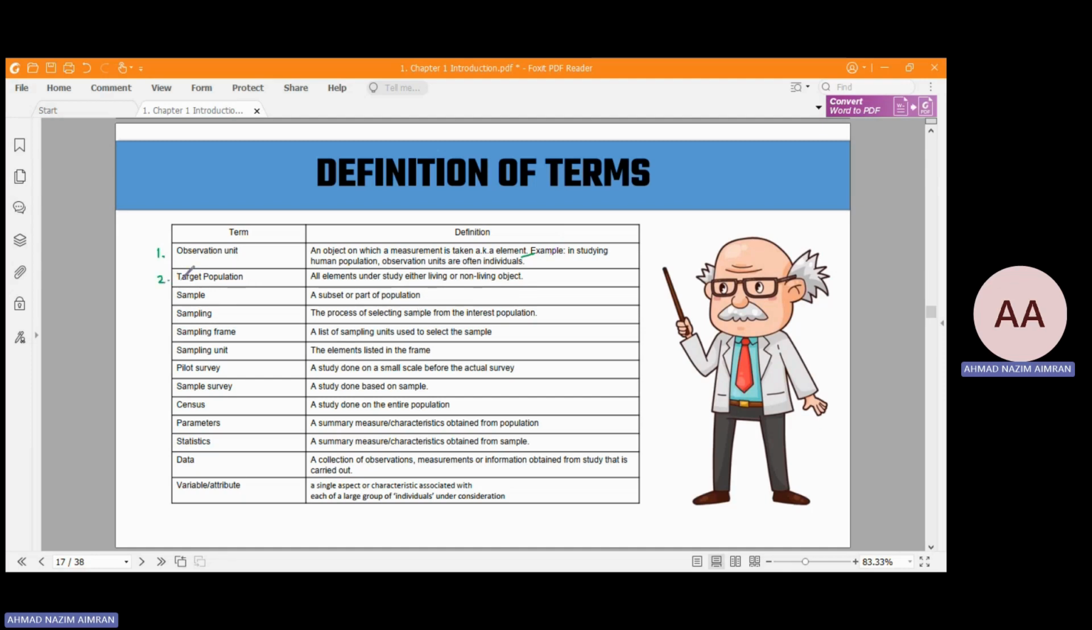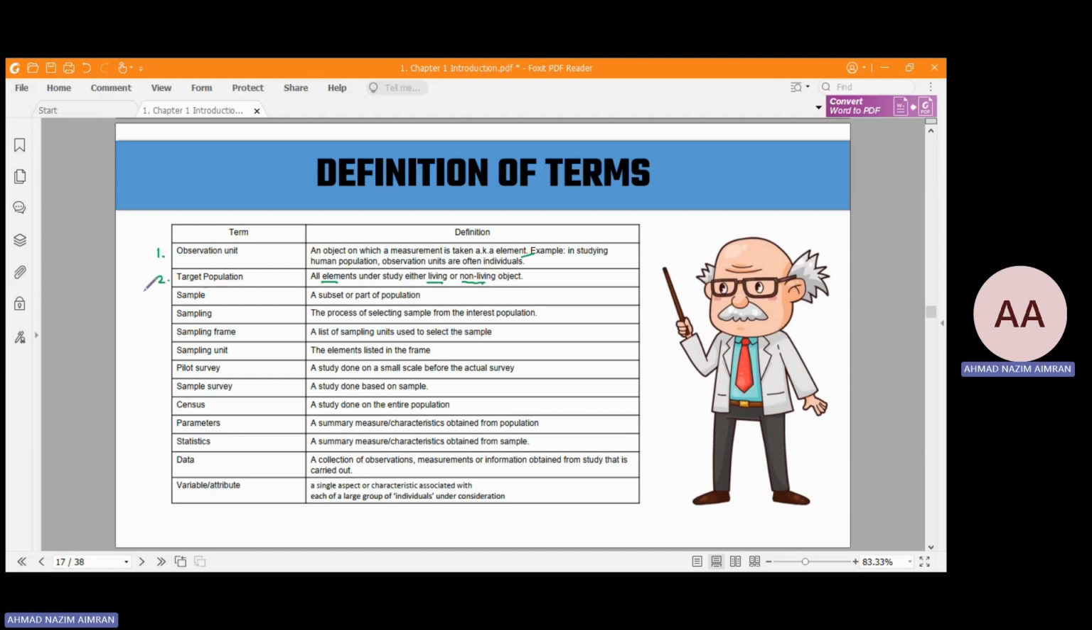Number 2 is the target population. The target population in our study is all elements under our study. It can be a living or non-living thing. If you would like to study humans, then the target population is humans. It can also be water, if you would like to study the content of the water, so it can also be a non-living object.